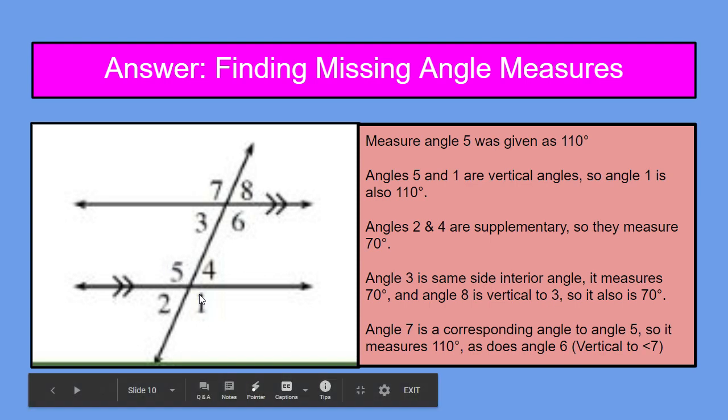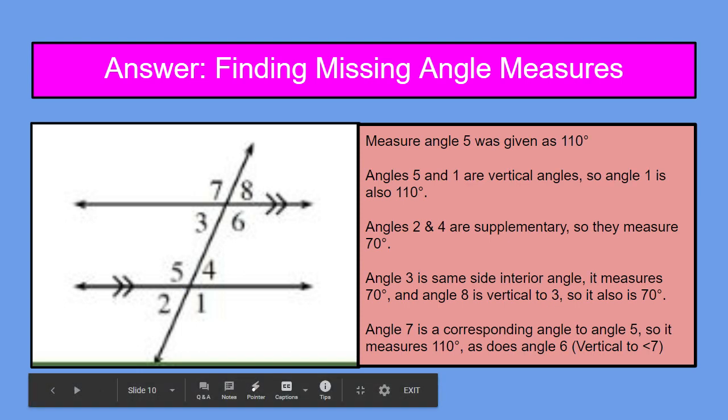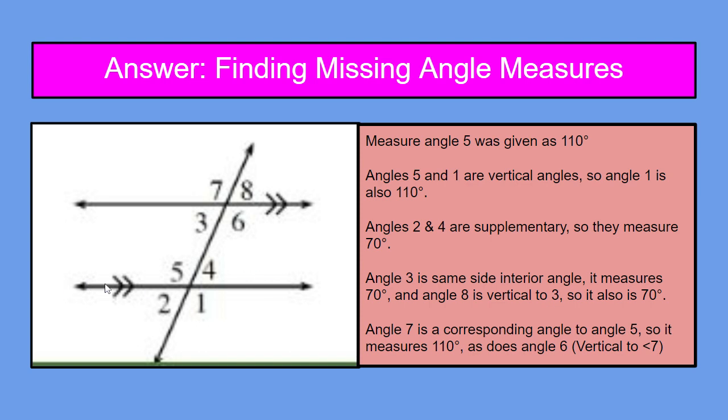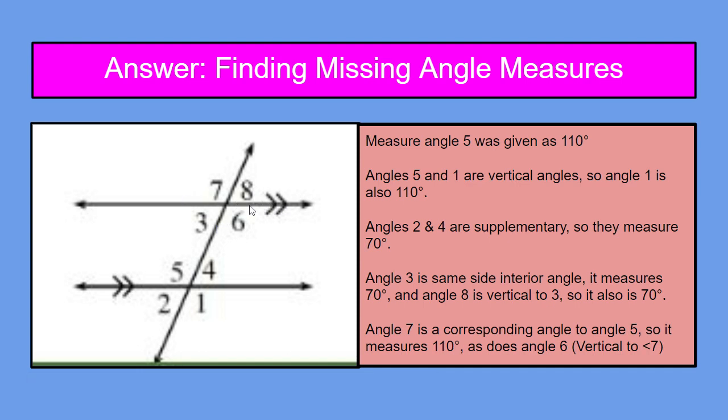I know 5 and 1 are vertical angles, so I know they have the same angle measure, so 1's also going to be 110. Now, I could have chosen a different route than what I have written here, and I could have said right away that angle 6 is also 110 degrees because it's corresponding to angle 1. Here's a parallel line, 1 is below it and to the right of the transversal. When I go up to the other parallel line, the angle that is below it and to the right of the transversal is angle 6. So they're corresponding. So 6 is also 110. And then 7 is vertical to 6, so it's also 110 degrees. And those are my four angles that are congruent.